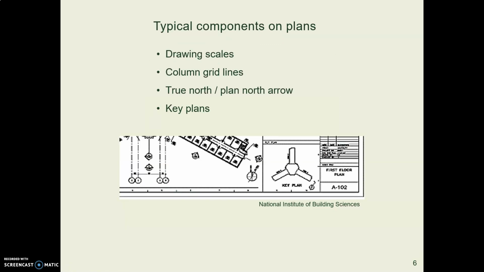On a plan, you always need to have a few basic things. You must have a scale. What scale was this drawn to? That is, what scale is your viewport? You have some column grid lines, which we're going to look at in a minute. You have a north arrow, and oftentimes you have a plan that keys in where in the site or in the bigger building this floor plan is located.